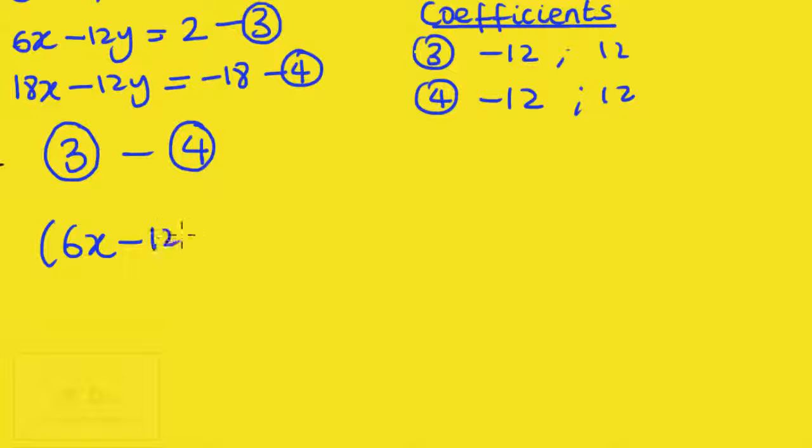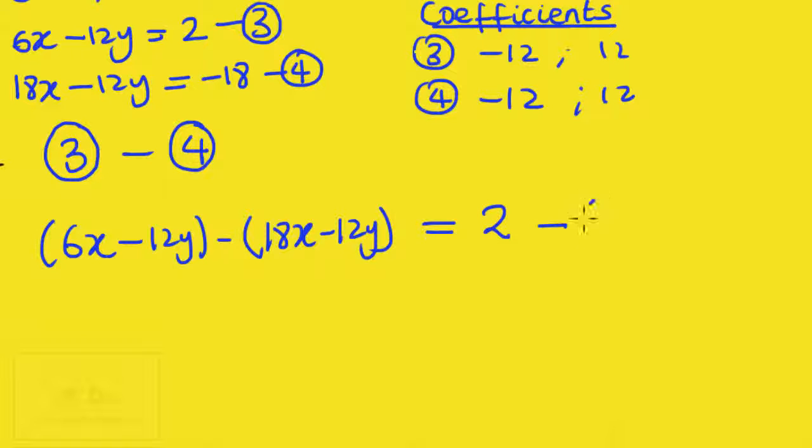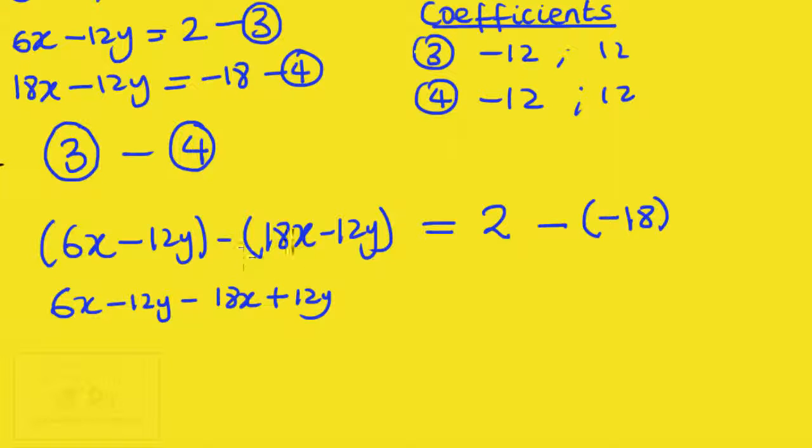The left hand side subtraction is as follows. Again, notice my use of brackets. This is the left hand side term of equation 3. It's the left hand side term of equation 4. The right hand side term of equation 3 minus the right hand side term of equation 4, which is minus 18. Dropping the brackets gives the following. Minus times 18x is minus 18x, minus times minus 12y is plus 12y. Minus times minus is plus, so 2 plus 18.